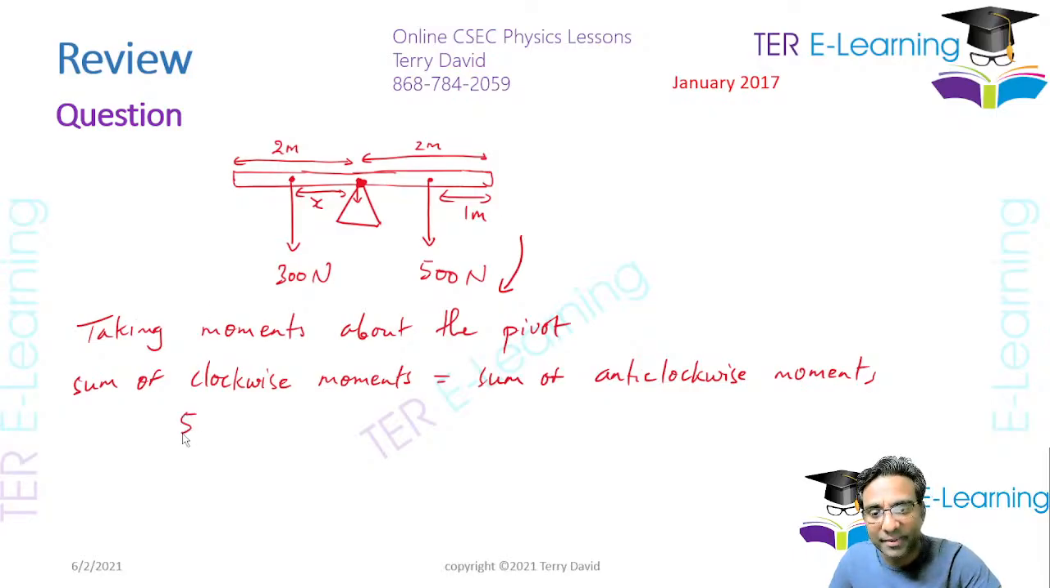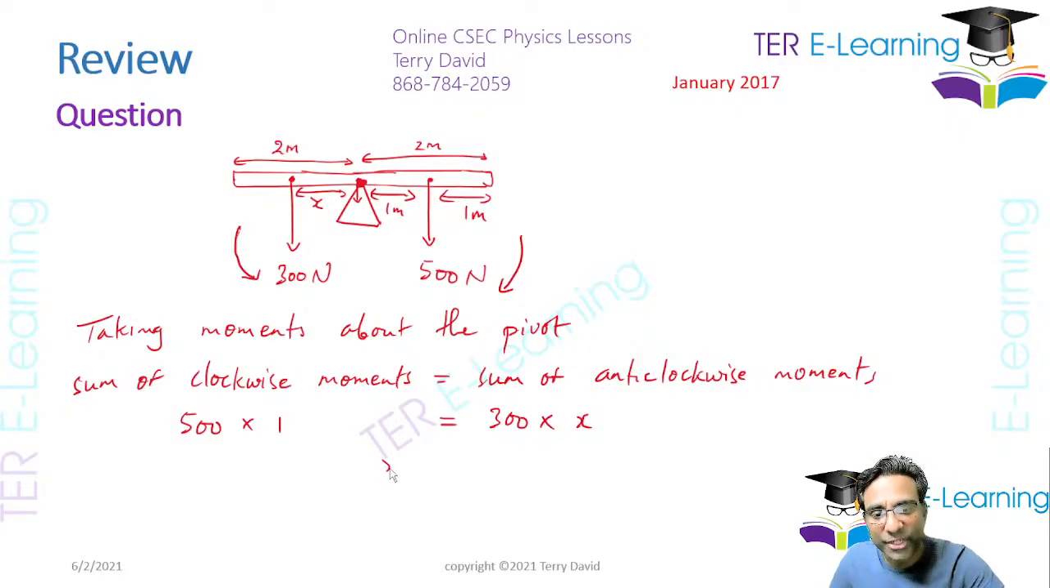So this is going to be 500 multiplied by 1, because this distance here has to be 1 meter. This distance is 1 meter as well. All right, and that's the only clockwise moment you have. The 300 Newton is going to rotate this way, so that's an anti-clockwise moment. So this is going to be 300 multiplied by x.